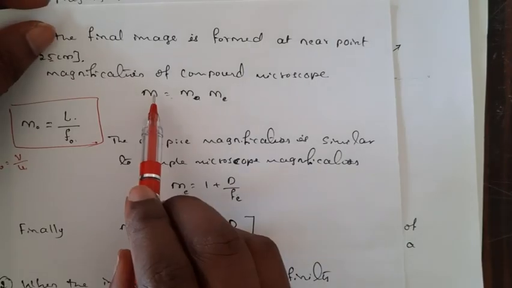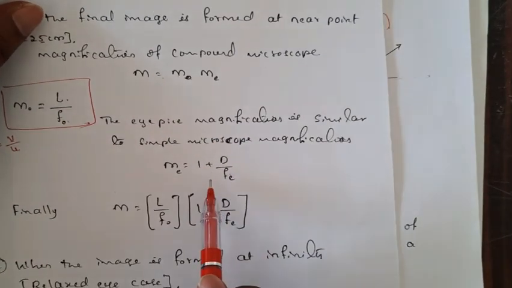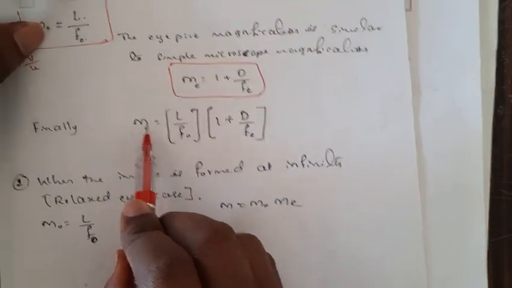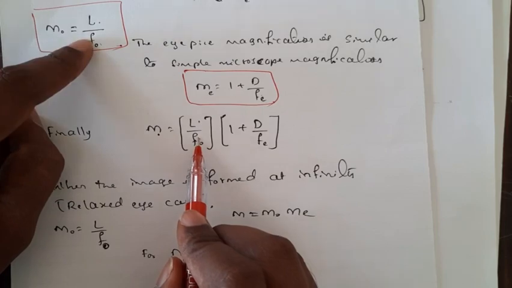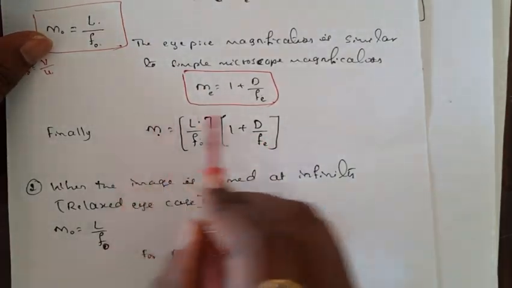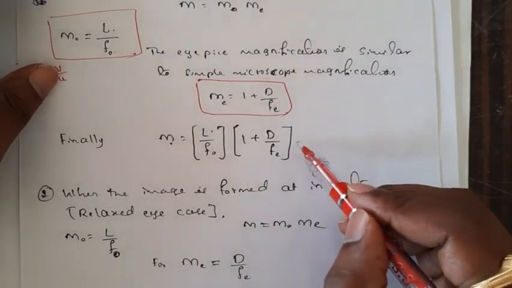So instead of m equal to mo into me, I have substituted the value of mo and the value of me. So finally m is equal to L by f naught into (1 plus d by fe). This is the magnification of the compound microscope when the image is at the near point.